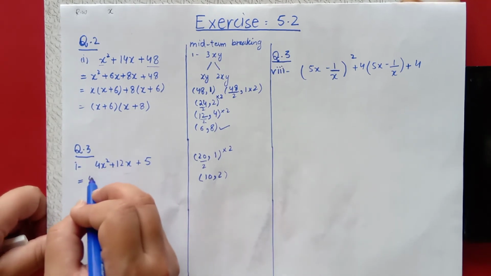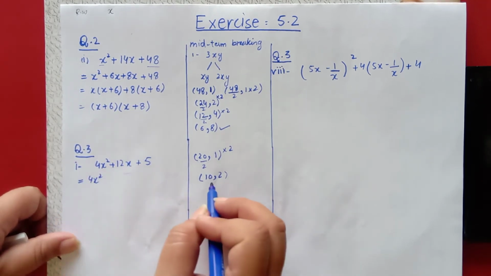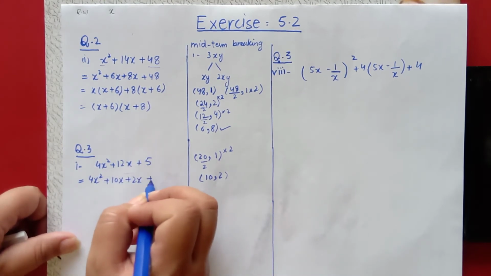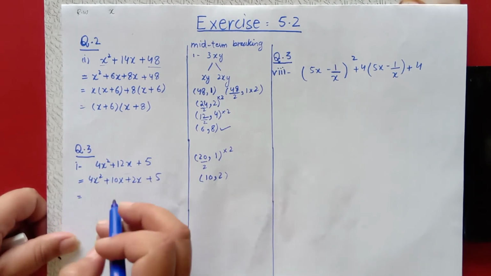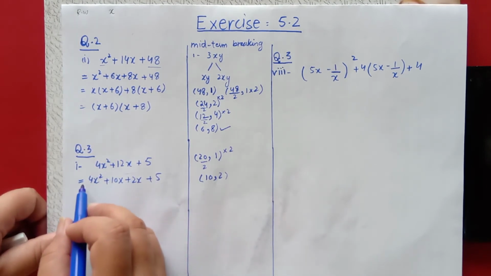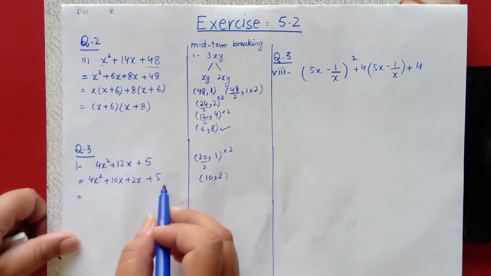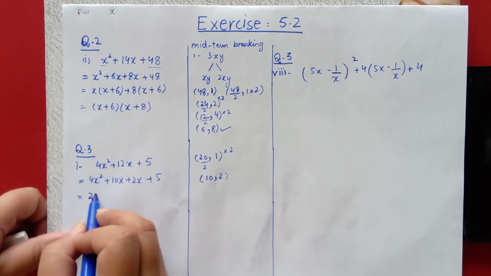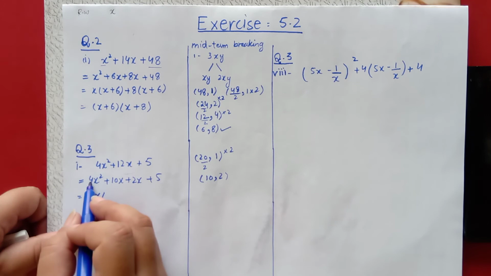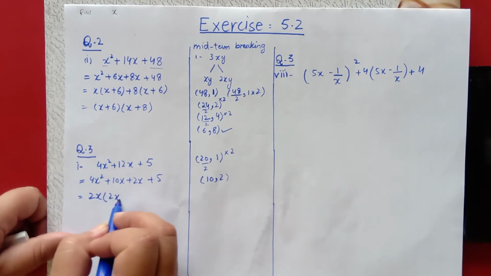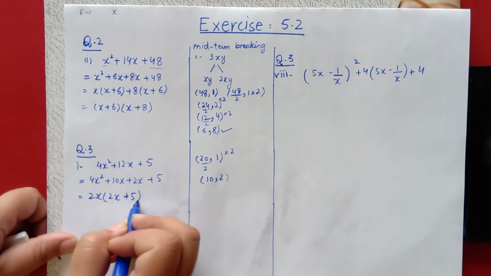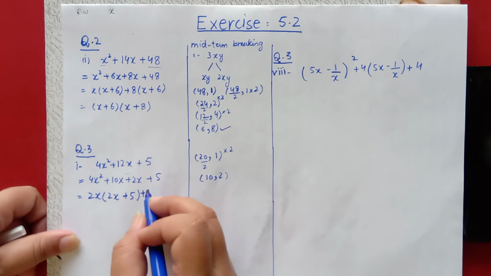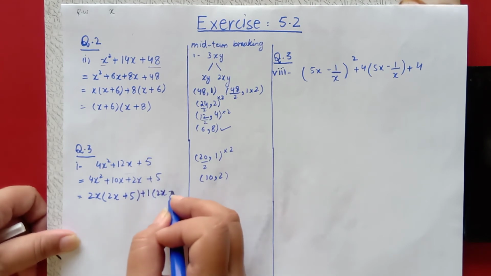So write the first term as it is, 4x square, and in place of 12x we can write 10x plus 2x, plus the last term as it is. Now we will see what we can take common from the first two terms, and then what we can take common from these two terms. Like from the first two terms we can take 2x common. If I take 2x common, here we will be left with 2x plus 5. We already have 2x plus 5 here, so we will just take 1 common so that these terms remain as they are, 2x plus 5.